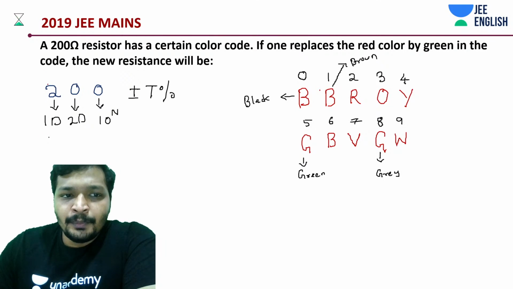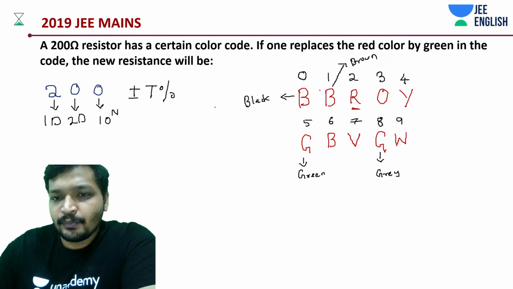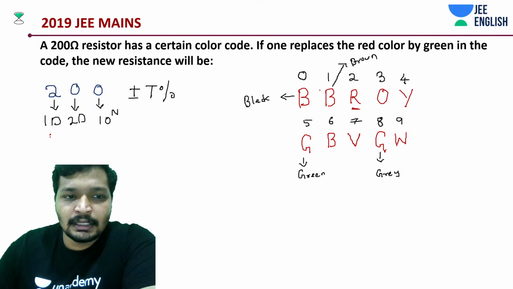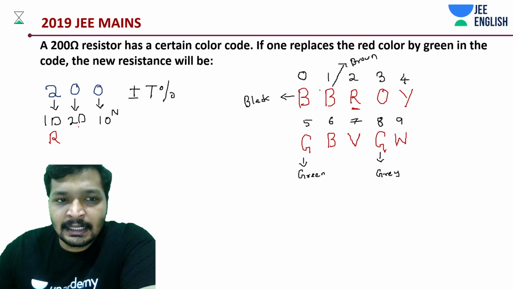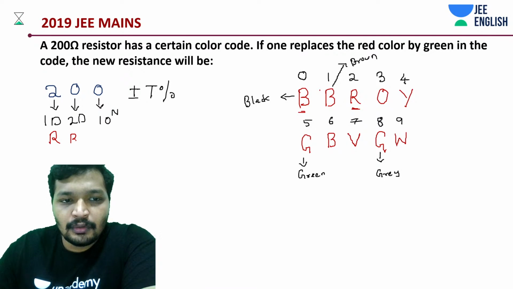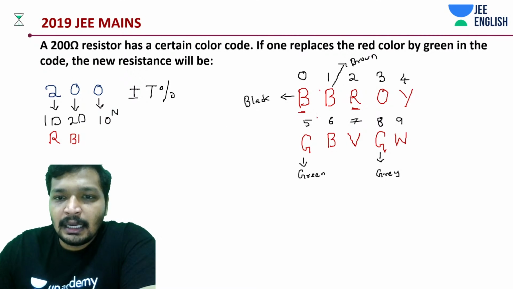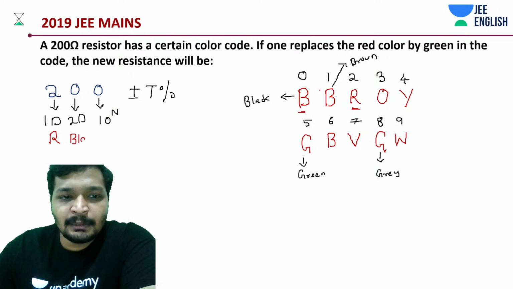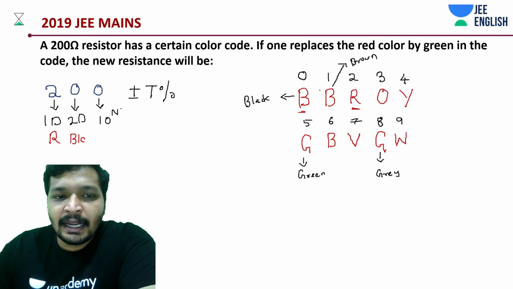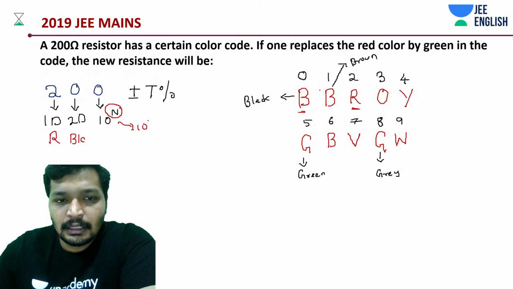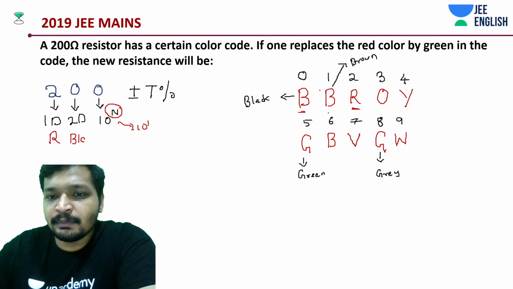So just mark what is correct. First digit should be 2, that is your red. And then the second digit is 0, basically black. And then what should be your 10 to the power n? 10 to the power 1. What does this 1 indicate? Brown.